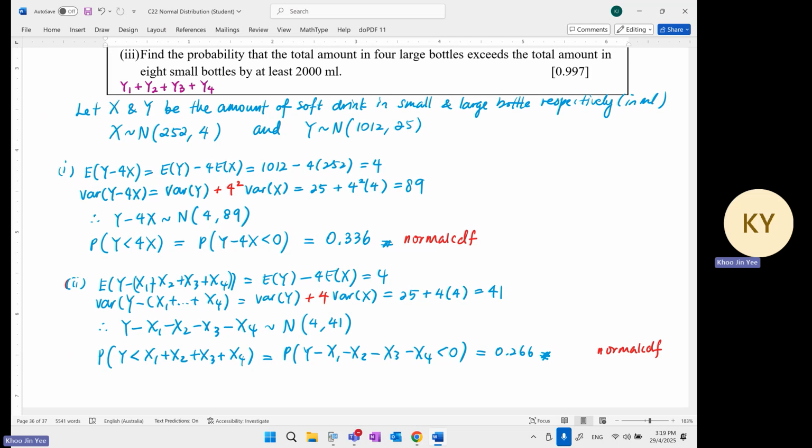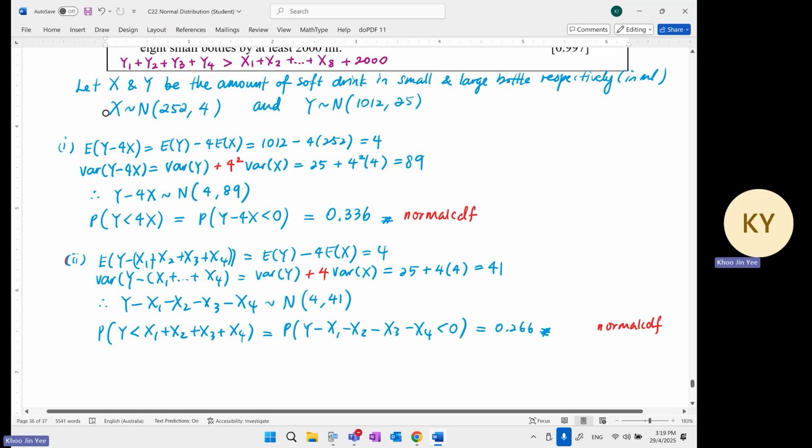Total means we add things up. Exceeds 8 small bottles by at least 200 ml, like that. So this is the one that we're looking for: y1 to y4 minus x1 to x8. Now, how are we going to write this out?